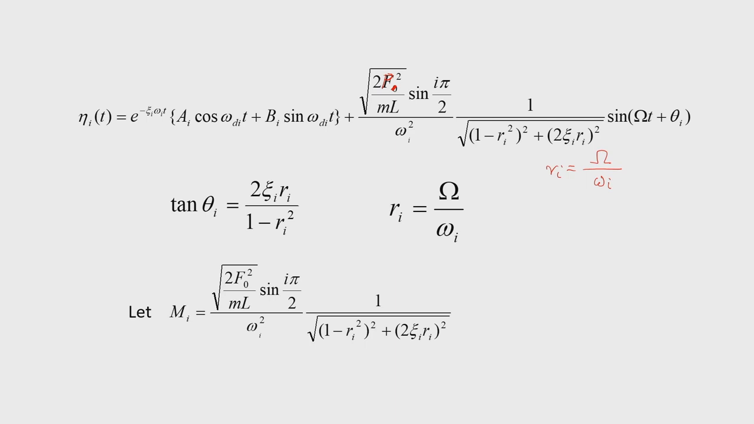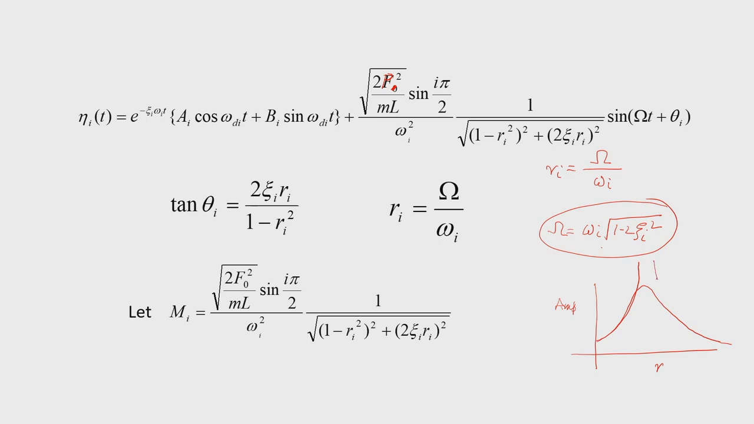Now for resonance to occur at a particular mode, we require that this r_i is not exactly 1. In that case you will get the resonance frequency, the driving frequency at which resonance occurs: ω_i root over 1 − 2ξ_i². This is the resonance frequency at which the amplitude becomes very high, but because of damping the amplitude will be limited. You may recall this frequency response curve. This is the frequency ratio r and this is the amplitude. You will get a curve of such type, and for the zero damping case this is unbounded, and because of damping the peak is bounded. As you increase the damping, the peak will be shifting towards the left.